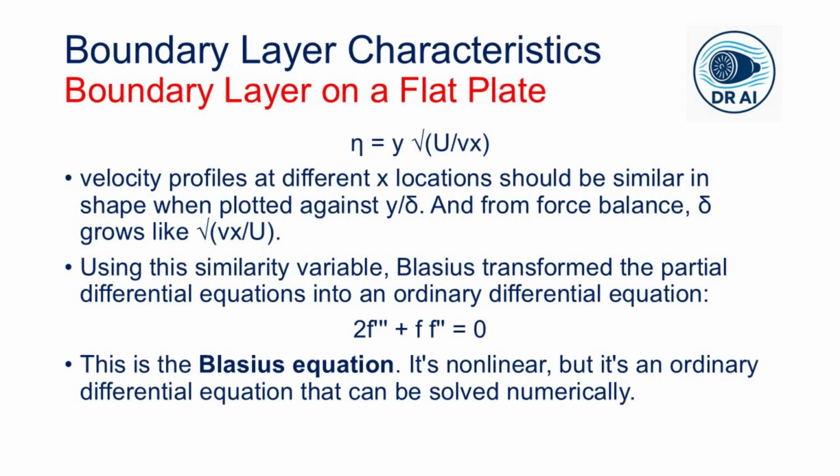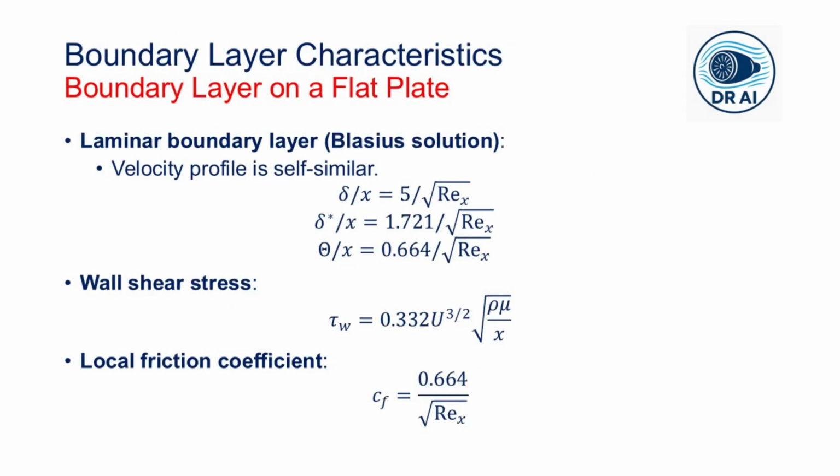So using this similarity variable, Blasius transformed the partial differential equations into an ordinary differential equation, which is represented in the form f triple prime plus f f double prime equals 0. So this is the Blasius equation. It's nonlinear, but it's an ordinary differential equation that can be solved numerically. Now the solution gives us the velocity profile as shown in this figure and tabulated in this table also.